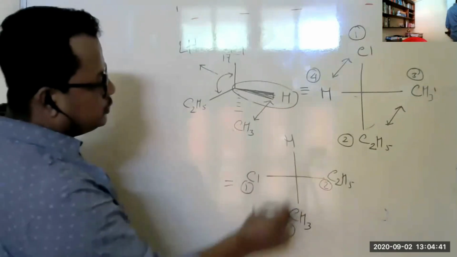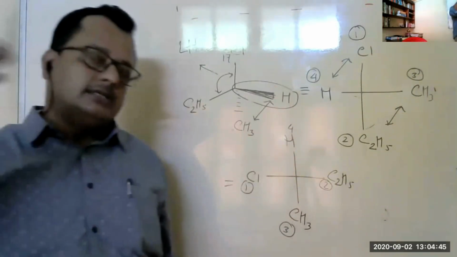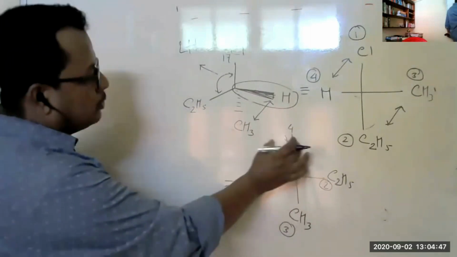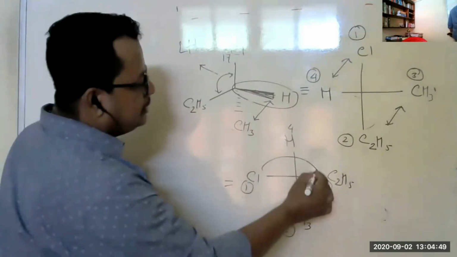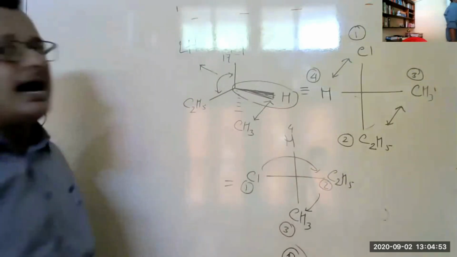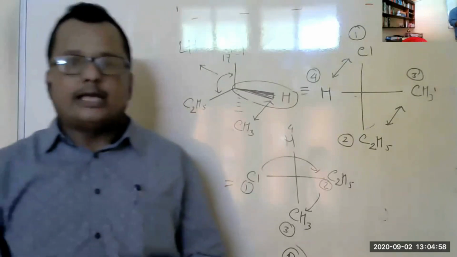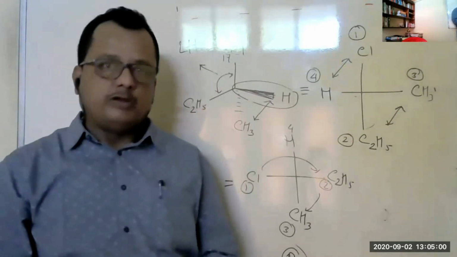It is 1, 2, 3, hydrogen 4. It is at the top, means it is below the plane. So we do not count this 4. Then this requires 1, 2, 3 clockwise. So this configuration is R. So this is also how we can assign the configuration.